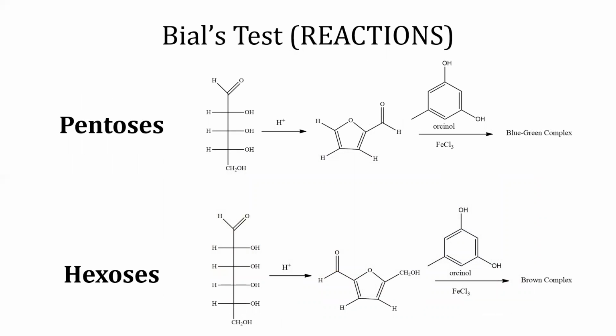Here in this figure, it shows two reactions, a pentose and the other, a hexose, performed under Bial's test and its results.